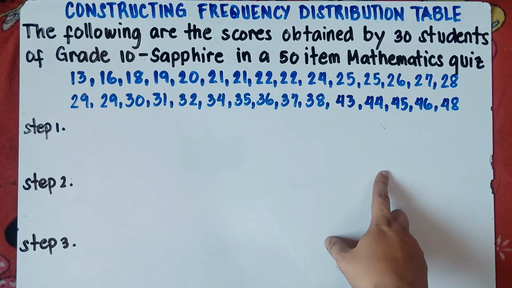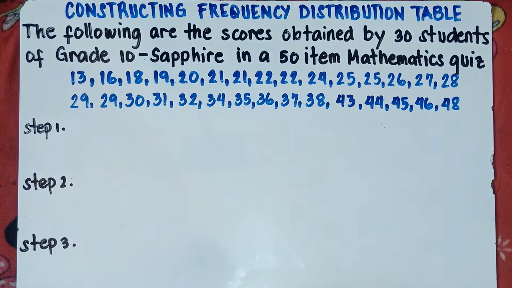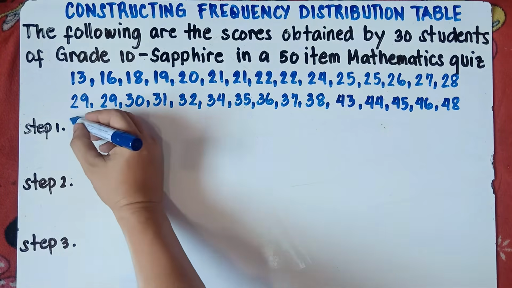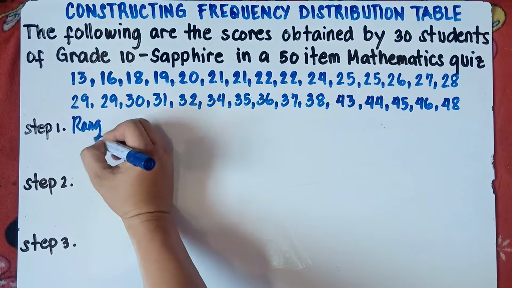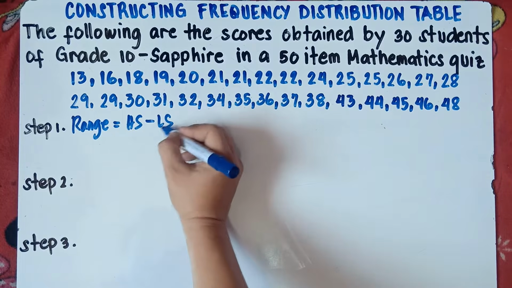It's already been arranged. Once again, if the scores are not yet arranged by your teacher, you need to arrange the scores so you can determine the numbers easily. Because our first step is we need to find the range. The formula of the range is the highest score minus the lowest score.